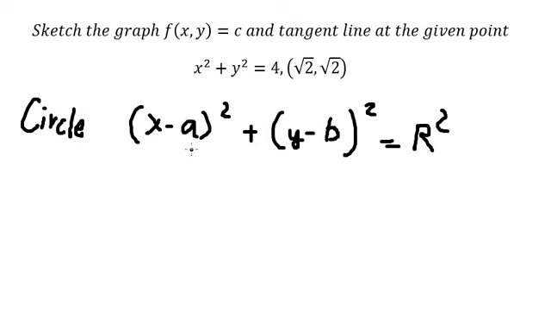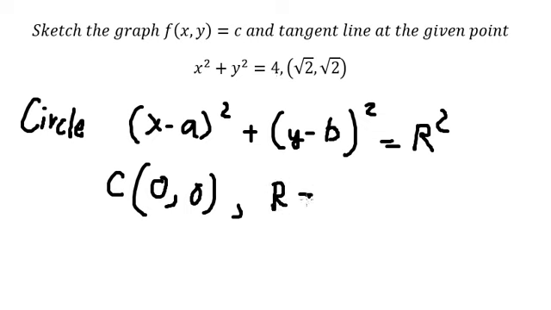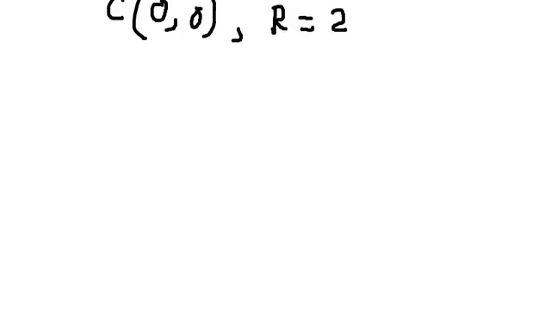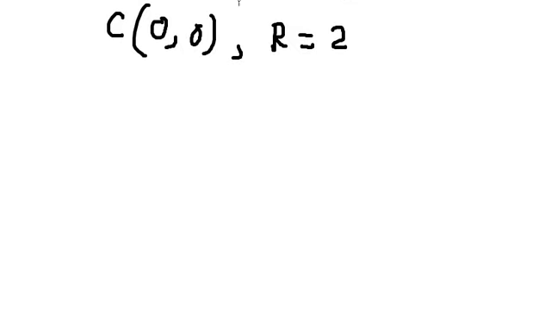We can see that we don't have a and b. So the center in here is about (0, 0). And the radius of the circle is about number 2, because number 4 in here is about 2 squared. So all in here is about number 2. And we can draw the circle in here.